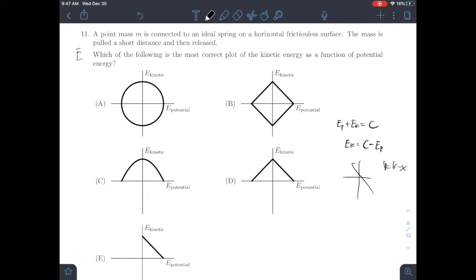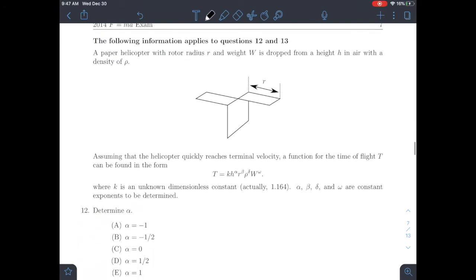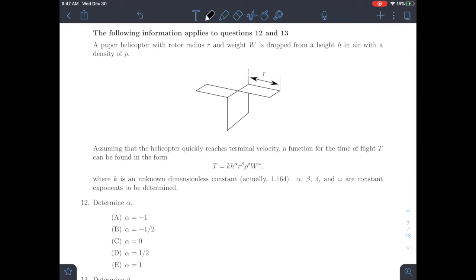Question number 12. A paper helicopter with rotor radius r and weight w is dropped from a height h in air with a density of rho. Assuming that the helicopter quickly reaches terminal velocity, a function for the time of flight t can be found in the form shown, where k is an unknown dimensionless constant, like 1.164. It's just dimensionless, we don't need to consider it. Then we use these as the constant exponents.